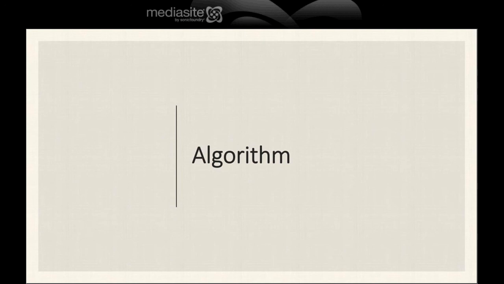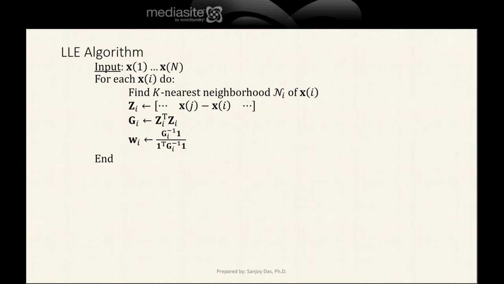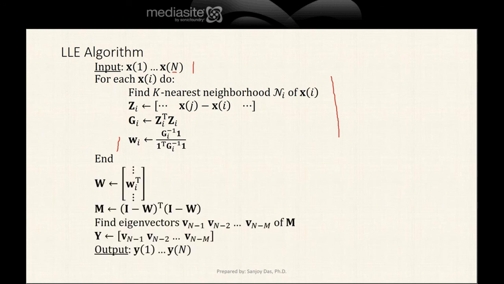The algorithm. We've already seen the first step of LLE. This is what we do. The high dimensional sample points, n sample points altogether, are provided, and we then find Wi around each of those sample points. And then that helps us create this W matrix.